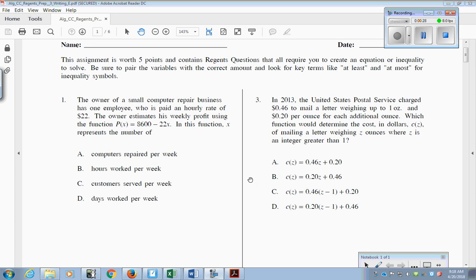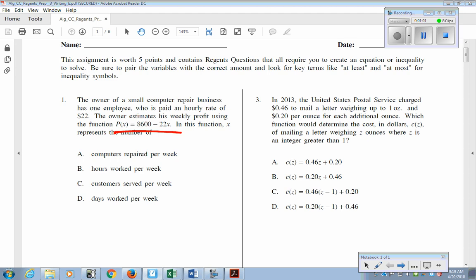So if you take a look at question 1, it says the owner of a small computer business pays the employee $22, and the owner estimates his weekly profit using the function. P is going to be the profit, and they want us to tell what x represents. In this case, it tells us in the question what the equation is, and the 8,600 represents his starting amount, which is, if that person didn't work, how much money he made in the week.